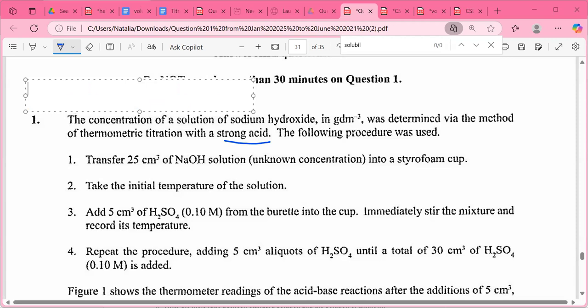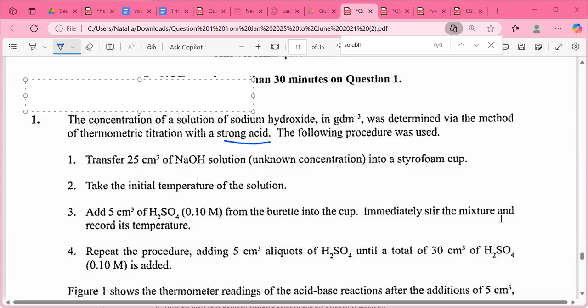So the following procedure was used: transfer 25 centimeters cube of sodium hydroxide solution of unknown concentration into a styrofoam cup. So this is the unknown, the one we pipette in. Then we're going to take the initial temperature of the solution. Then we're going to add 5 centimeters cube of H2SO4, and its molarity is 0.10 moles per dm cube, from the burette to the cup.